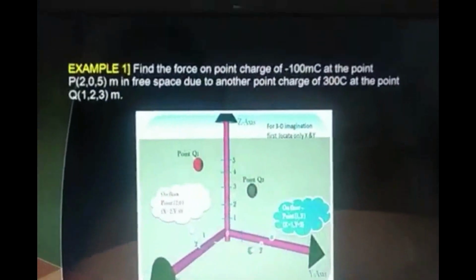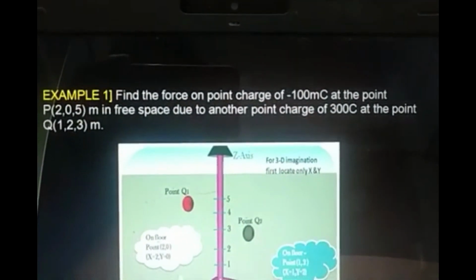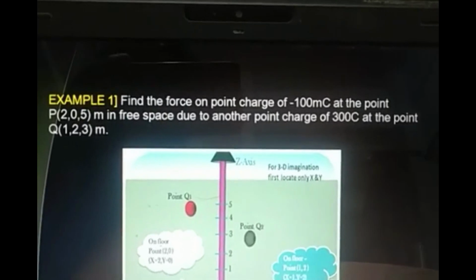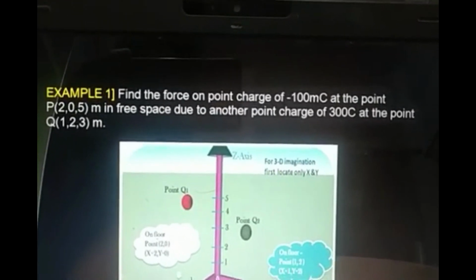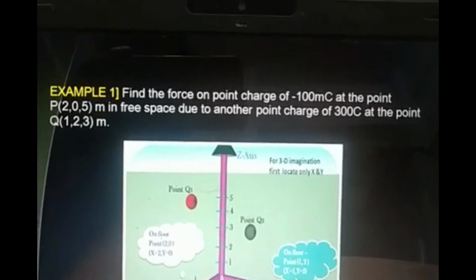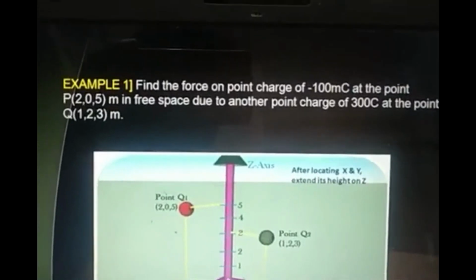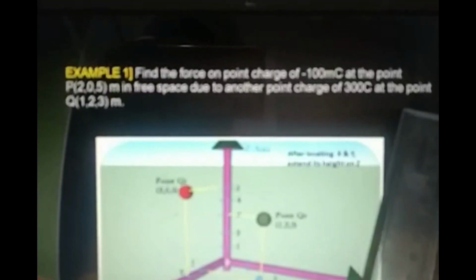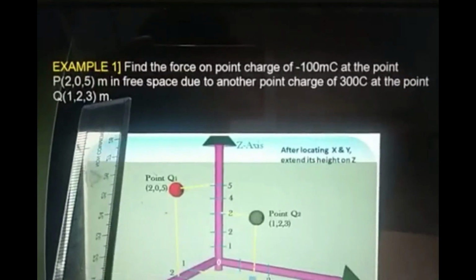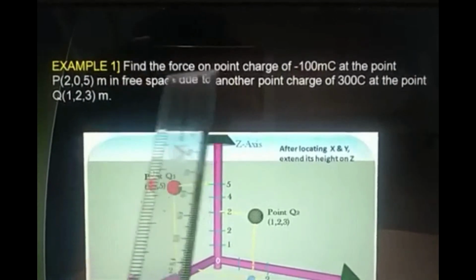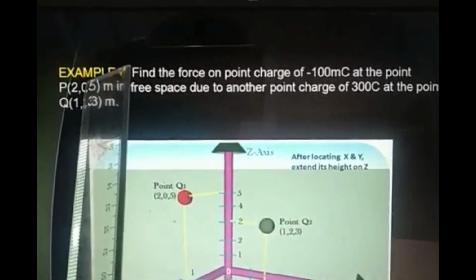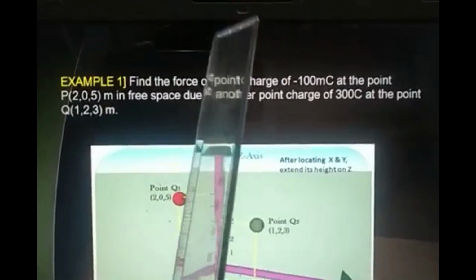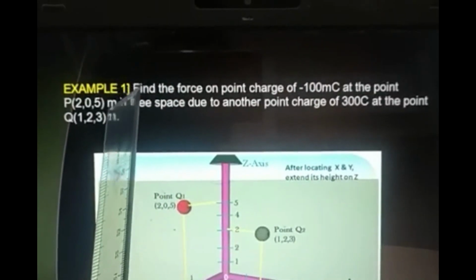So let us move to an example. Say here we have one example, and we are asked to find the force on a point charge of minus 100 millicoulomb at the point P. Point P location is given as 2, 0, 5 meters in free space due to another point charge of 300 coulomb at the point Q, which is located at 1, 2, 3 meters. Now here we are using the Cartesian coordinate system. Here he is giving us the position of two different charges. So what is our first step? First step, we will find out who is the source and who is the destination.